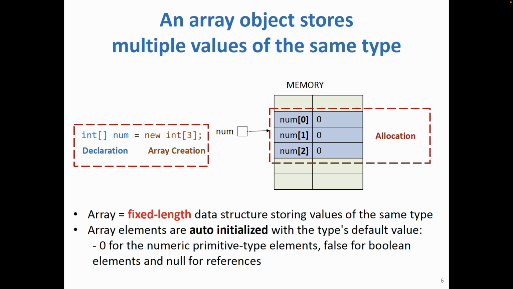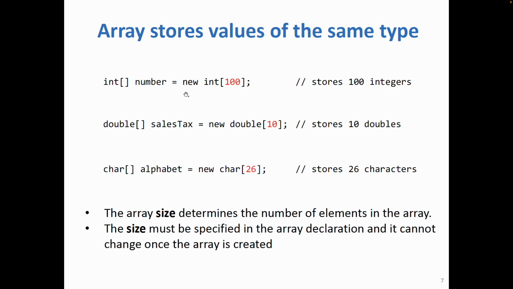Anyway, it will be null, and if it is a Boolean array, then the default value will be false. And I already mentioned that we keep only the same data type, like an integer array, or double array, or a char array, and for each of them we should define the data size, like 10 or 26. And yeah, we also mentioned those things.